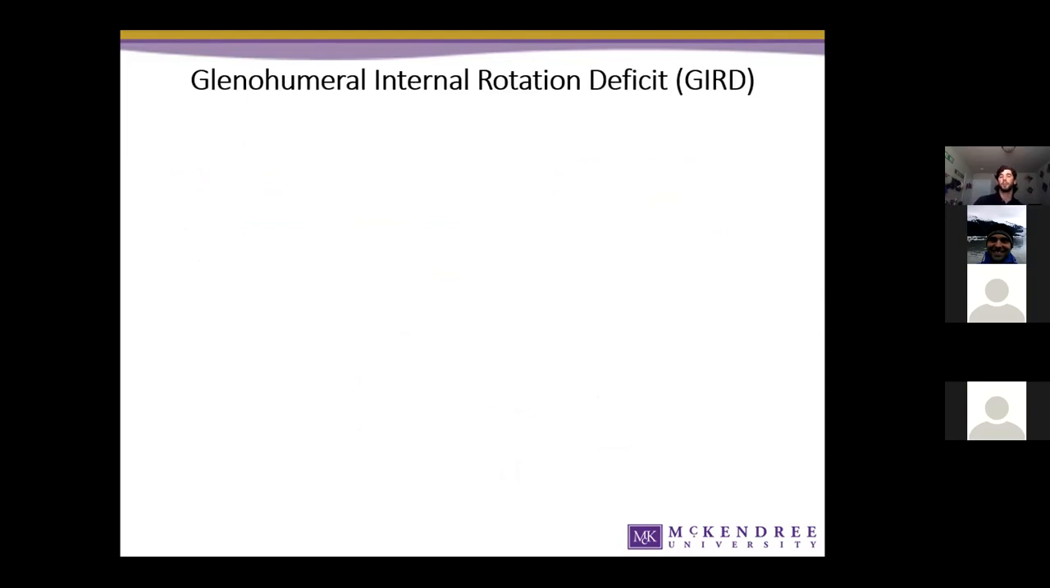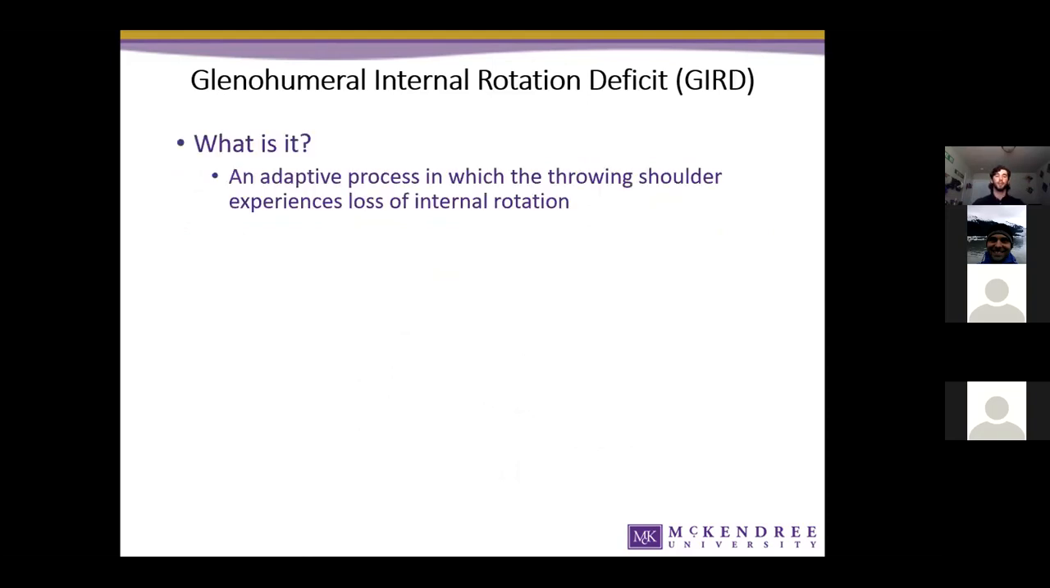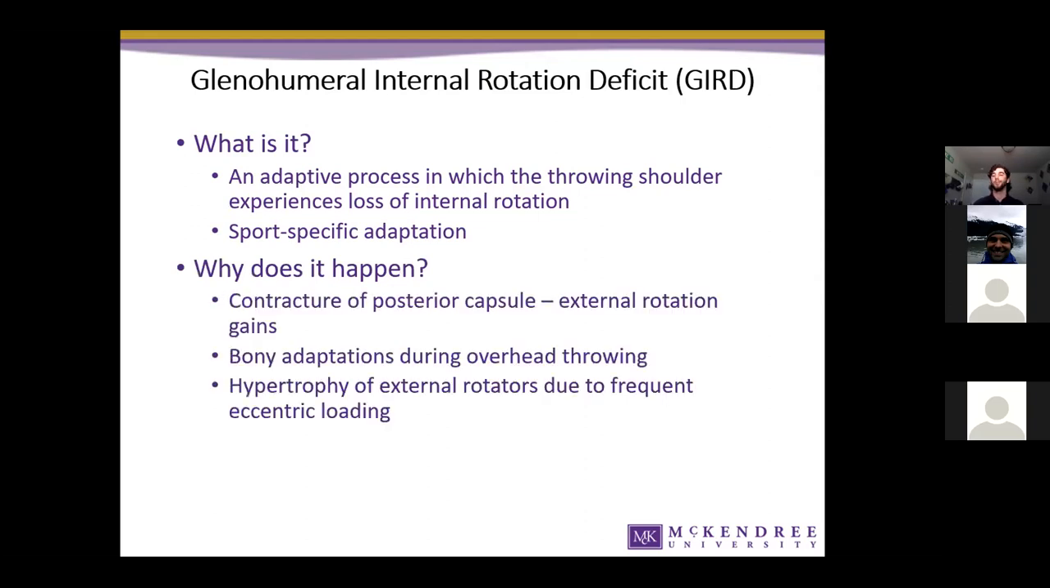So next, moving on from overcompensation, I'm going to talk a little bit about GIRD. What is it, right? That is always the question. GIRD is an adaptive process in which the throwing shoulder experiences loss of internal rotation. This is a very sport-specific adaptation, specifically to overhead athletes. Why does it happen? There are three main reasons that you will see GIRD.